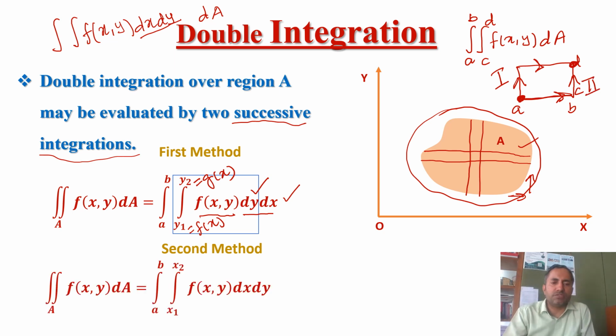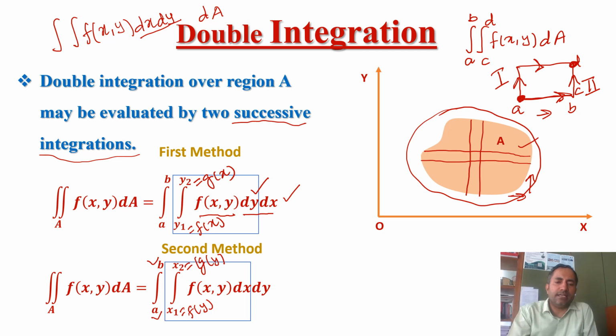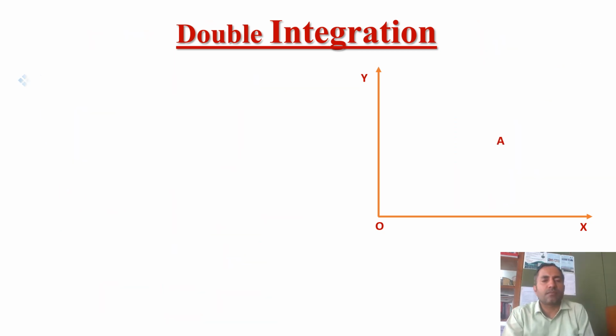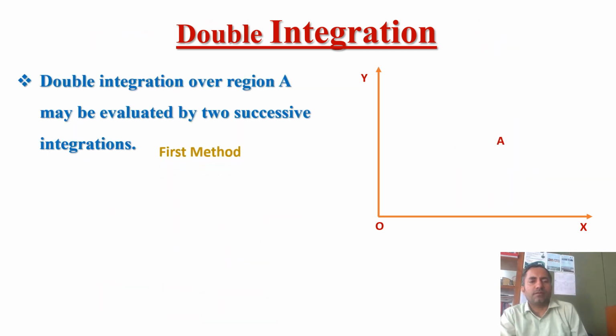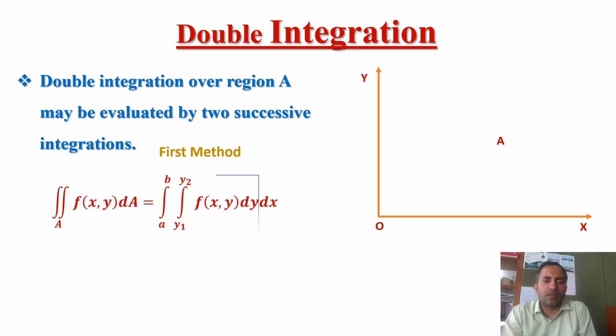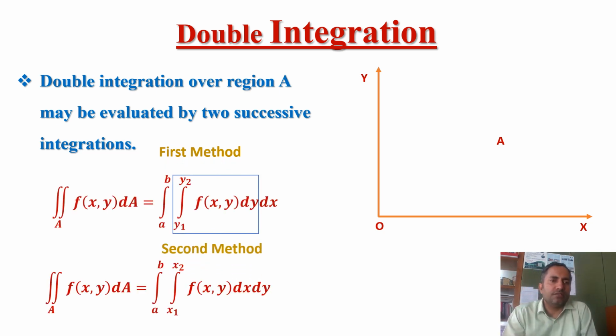In the second method of double integration, again the limit is a to b or c to d, whatever you can think, and then it is x1, x2. x1 is equal to, let's say, f(y), and x2, let's say, g(y). Again in this case we are integrating with respect to x in this direction, and then we go for the y direction. So here we have seen these two methods, x and y.